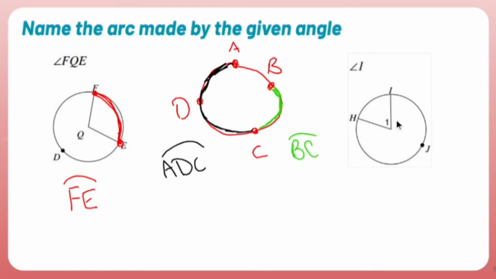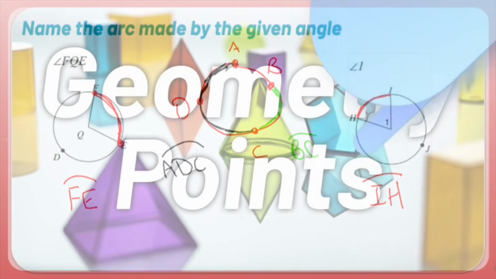Similarly, angle 1 is between I and H, and I don't care about J. So I can either call this IH or I can call this HI. Either way, I'm not going to include the J. So when I'm reading these, I'm looking at the letters, and that's telling me the direction I'm going and which part of the circle I care about. Okay, so that's how I name arcs using angles.